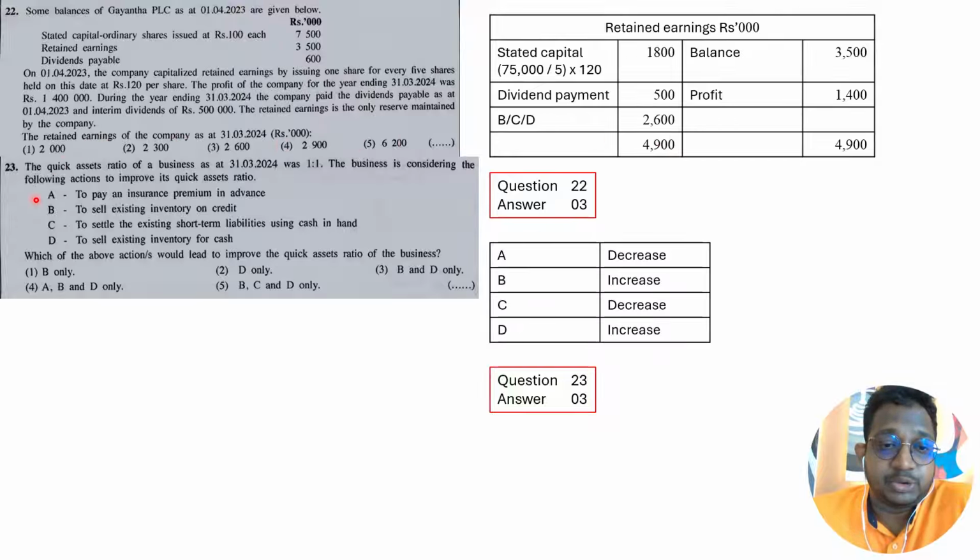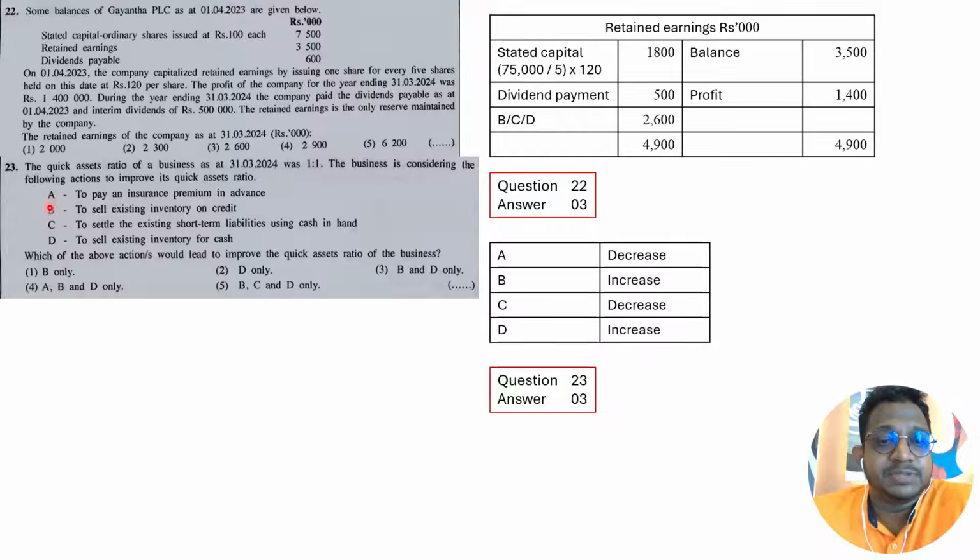And the 23rd one, the quick assets ratio of the business as at closing date is 1:1. The business is considering the following actions to improve its quick assets ratio. Quick assets mean what? Quick assets are how many assets there are to cover your quick liabilities, current liabilities. So quick assets means from the current assets you are not counting inventories and prepayments, right?